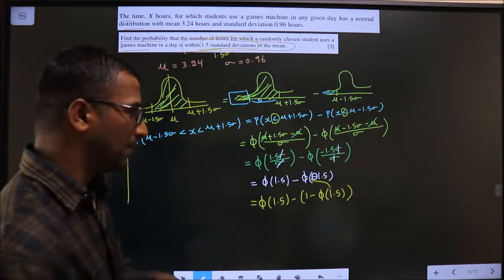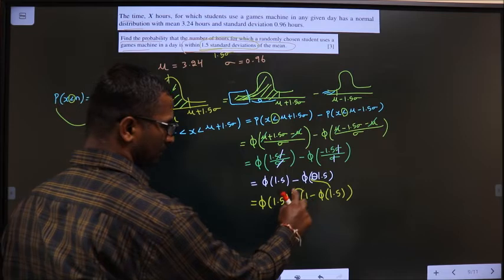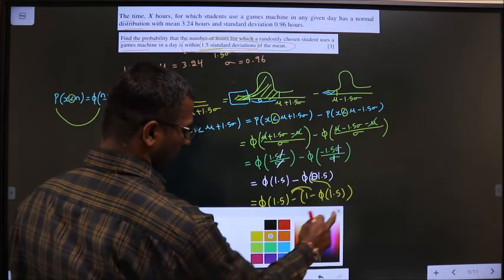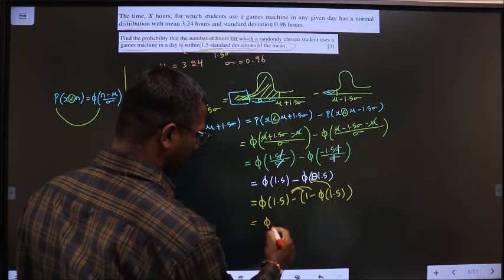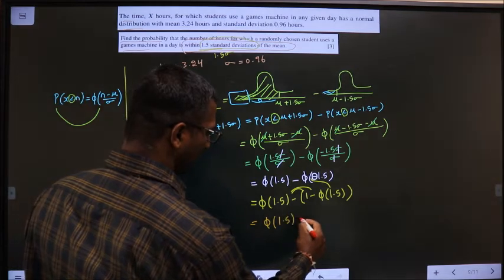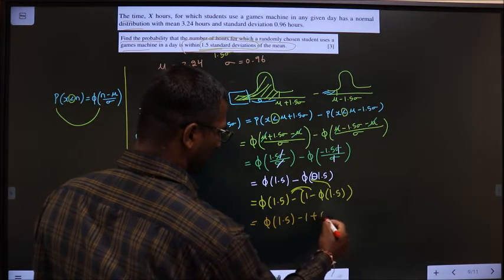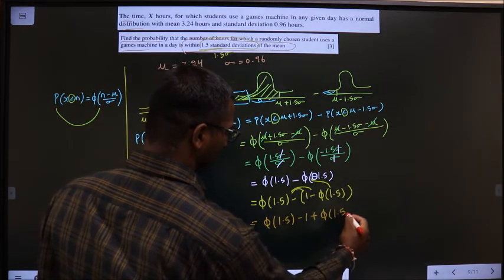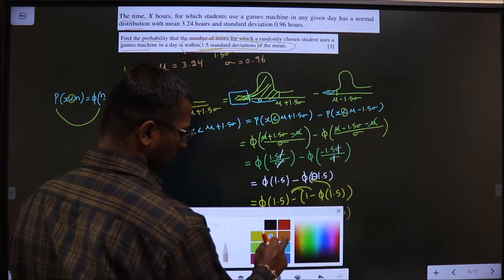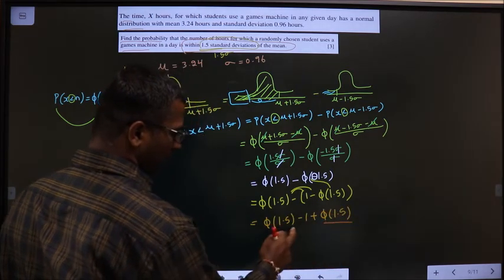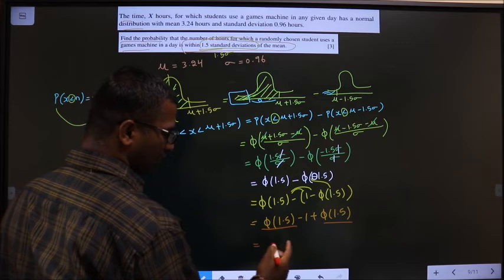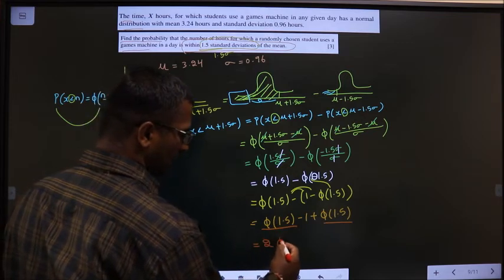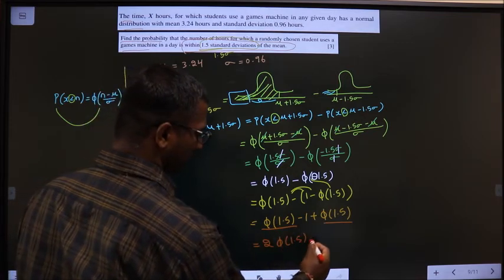Now, open up the bracket in this way. So, I get phi of 1.5 minus 1, minus minus plus, phi of 1.5. Now, phi of 1.5 and phi of 1.5 both are the same. It will result in 2 times phi of 1.5 minus 1.